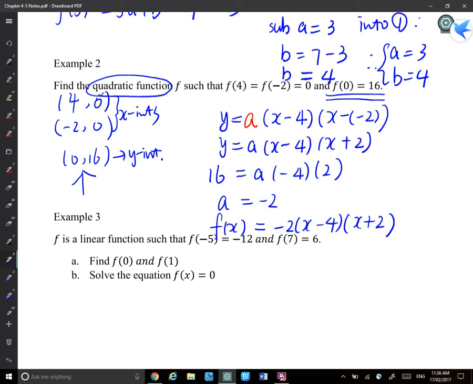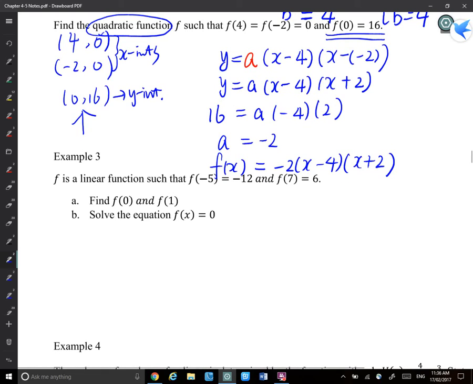If it doesn't ask you to put it into general form, you don't need to, but some questions will tell you, or to put it back into y equals x squared plus bx plus c form. Then you need to open the bracket and collect the terms. But if it's not saying that, this is still a quadratic equation, nothing wrong. You can leave it like that. So my suggestion is, if you are not asked to do so, do not expand it. You can make mistakes in between, who knows. So keep this exact form, this intercept form.